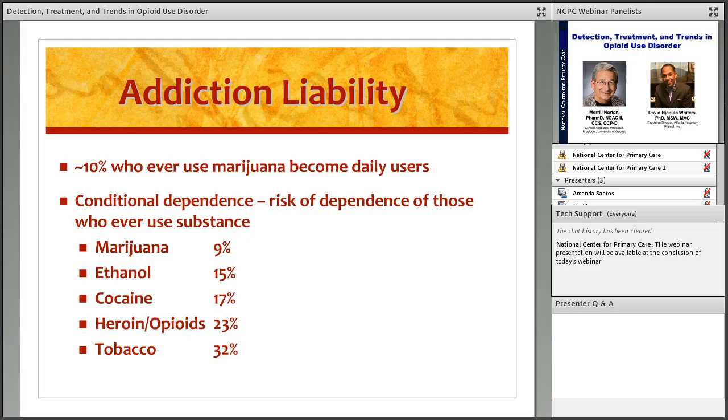Your addiction liability is about 9% for those who are using any type of cannabinoid. Ethanol, we estimate it's 15%. Cocaine, even though it's not as prevalent as it was, it's still on the rise, 17%. When we talk about heroin and opioids, about 23% is the addiction. That's the number of people who will actually develop a substance use disorder over the ones who we consider to be in an abuse situation with that particular drug. And tobacco, of course, continues to be a rate.